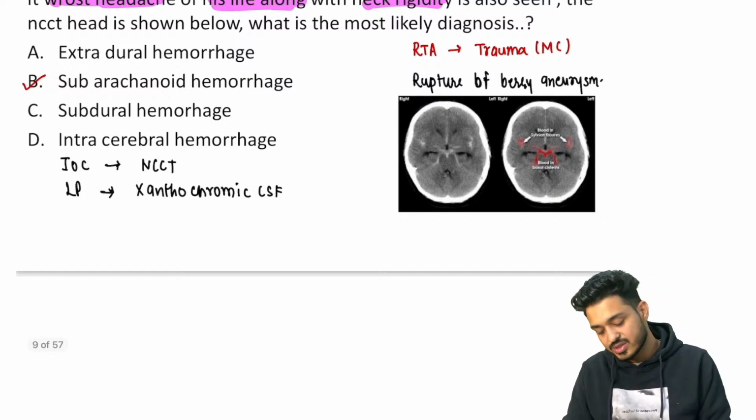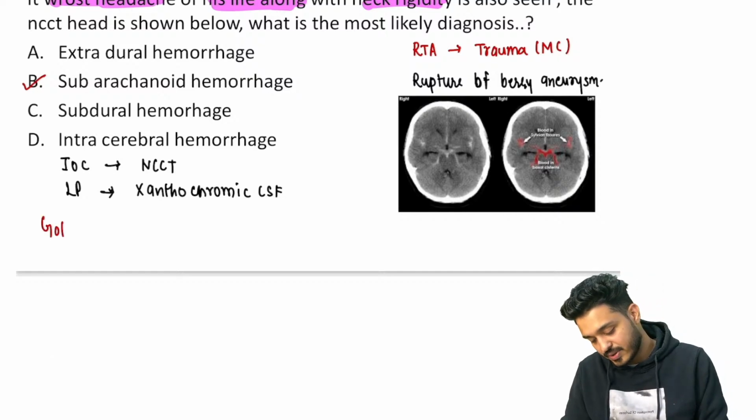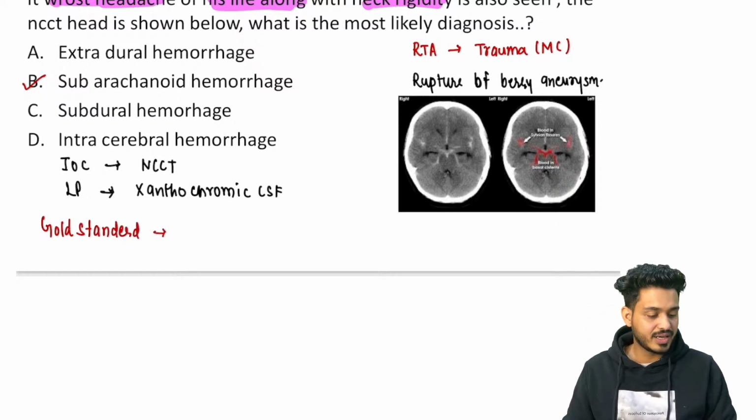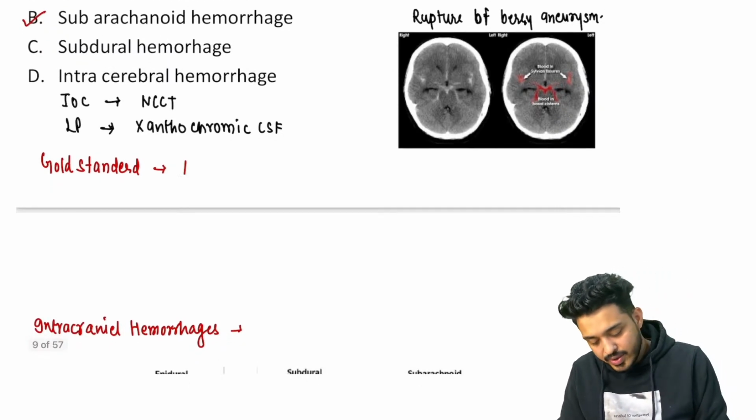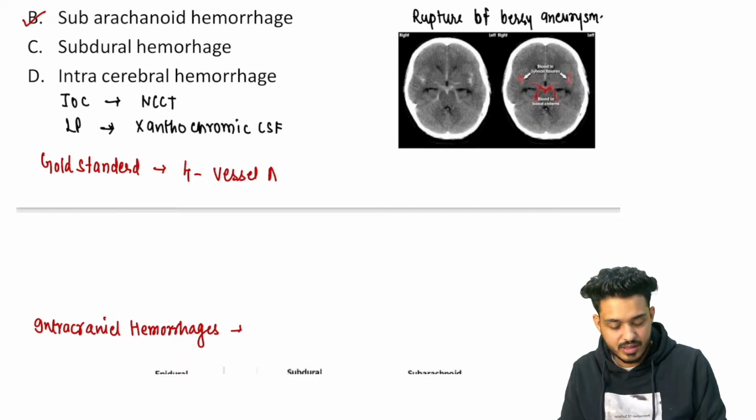And what is the gold standard test? This was your previous year question. Gold standard, what will you do? You will be doing 4 vessel angiography. 4 vessel, you can remember, 4 vessel conventional angiography is the gold standard.